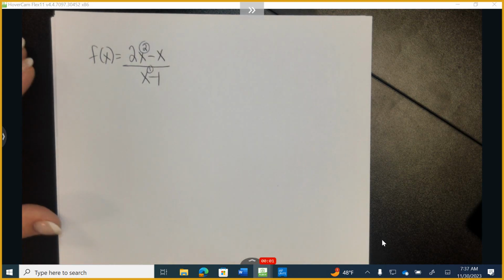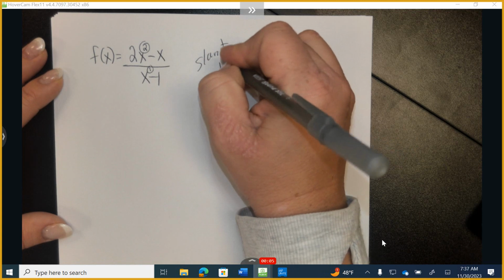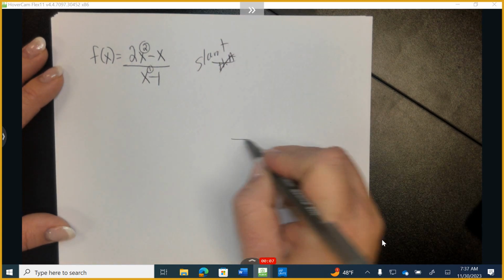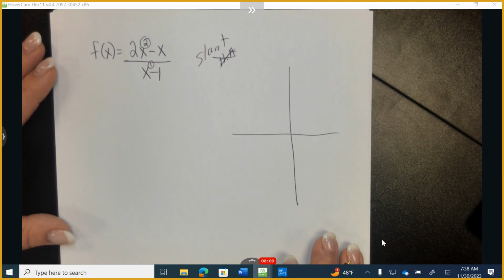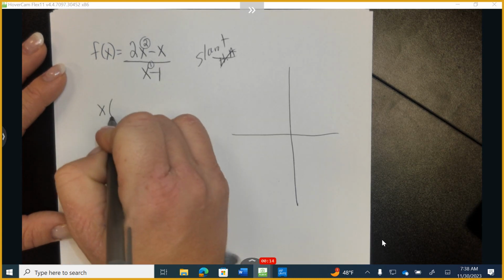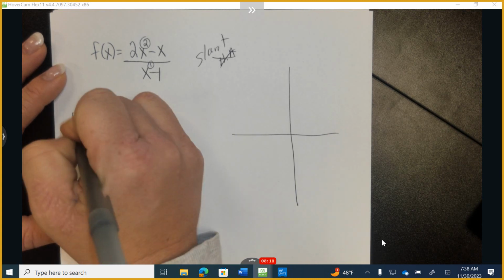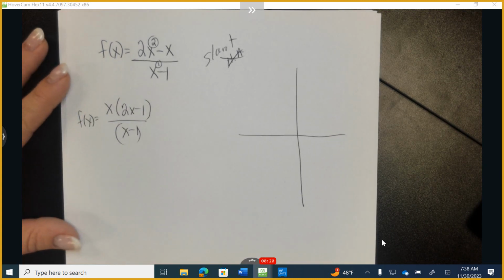The degree on top is 1 greater than the degree on the bottom, so I know I'm going to have a slant asymptote. There will be no horizontal asymptote. Then I want to see, can I factor the top? Well, I can see that they both have an x. So if I factor out an x, I get 2x minus 1. So I just rewrote this. That's all I've done. It's the exact same function, just rewritten.